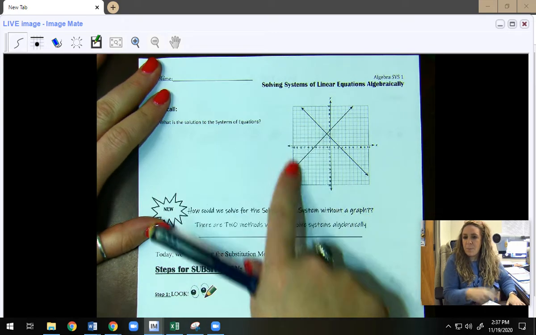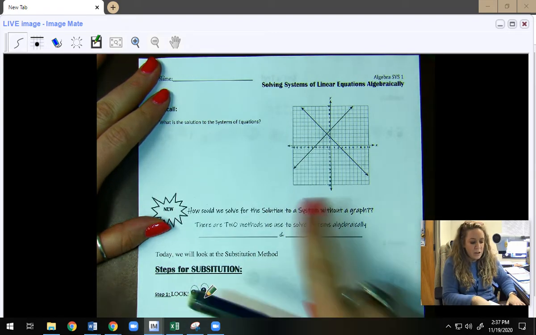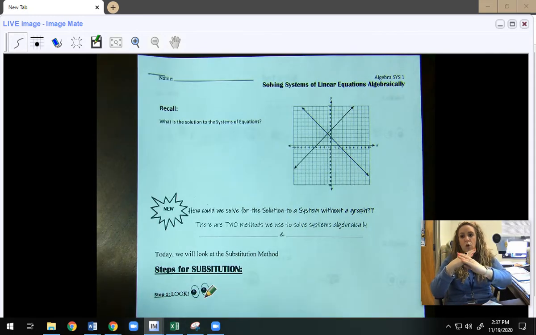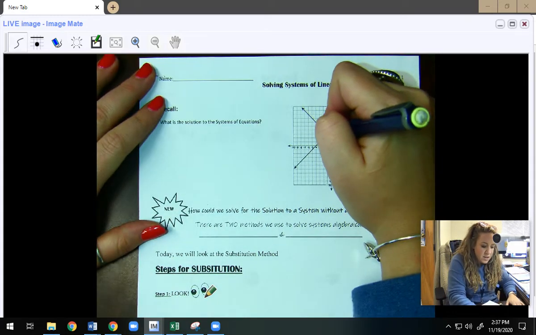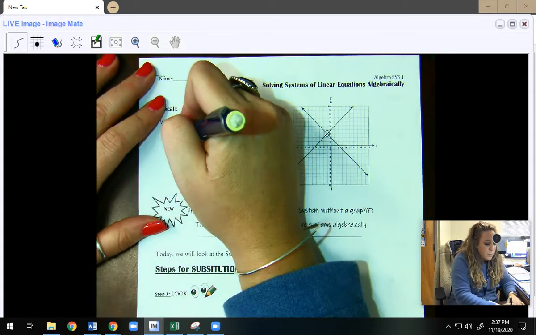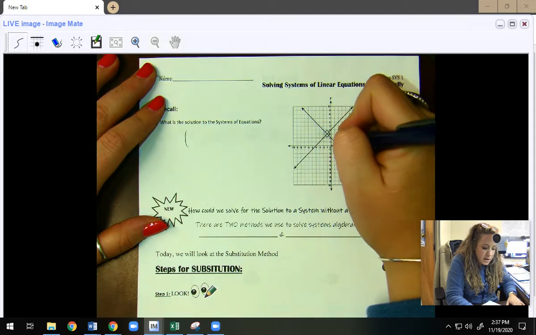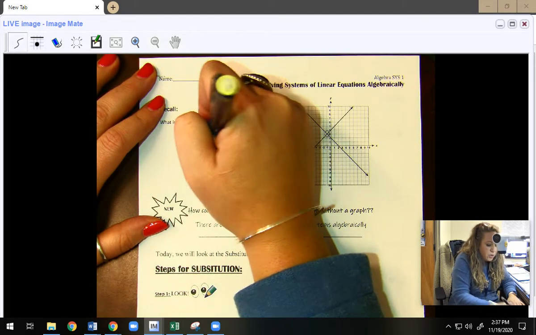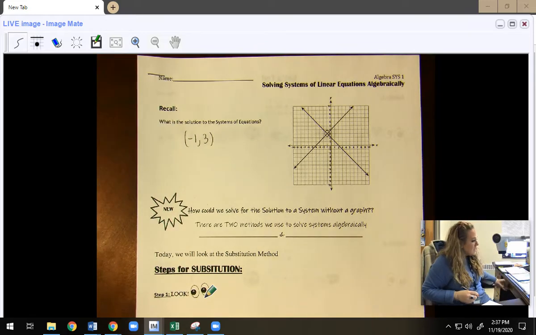Okay, I have a system here because I have more than one equation. I'm looking at two. That means I have a system. What is the solution? Where these bad boys cross. Okay, so here is where they cross. This is their intersection point. My solution is -1, 3.